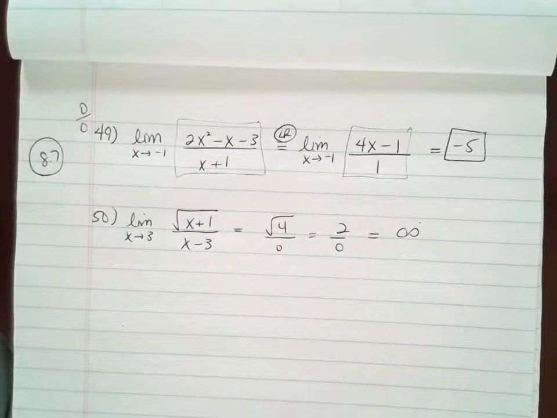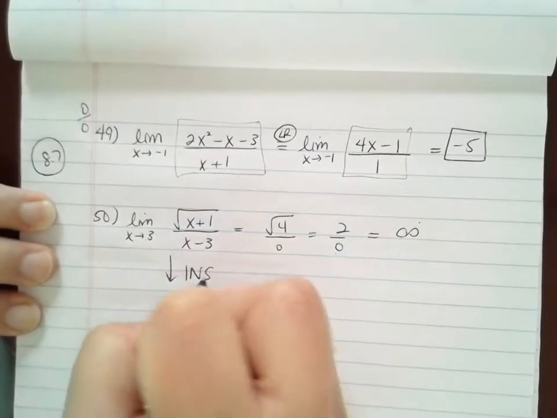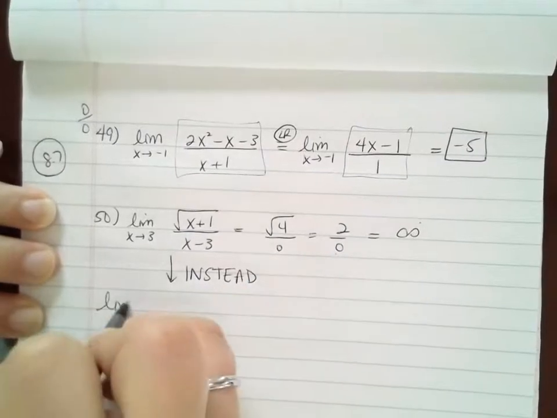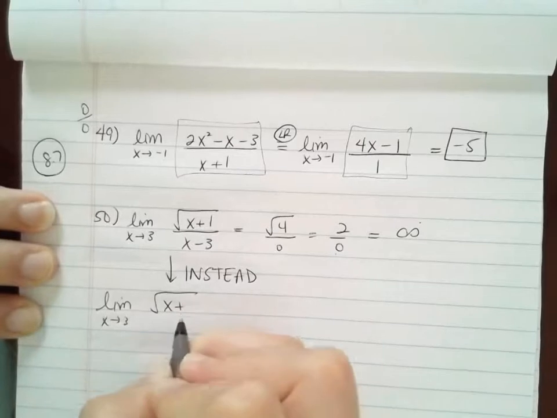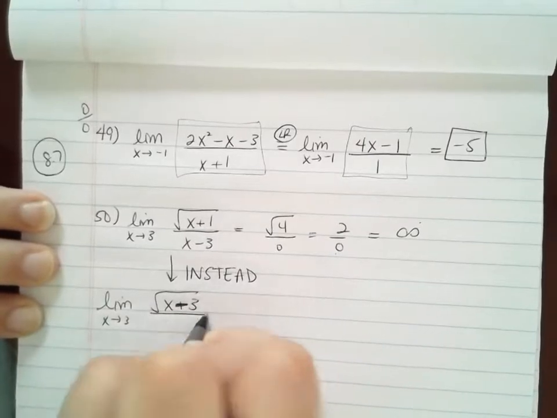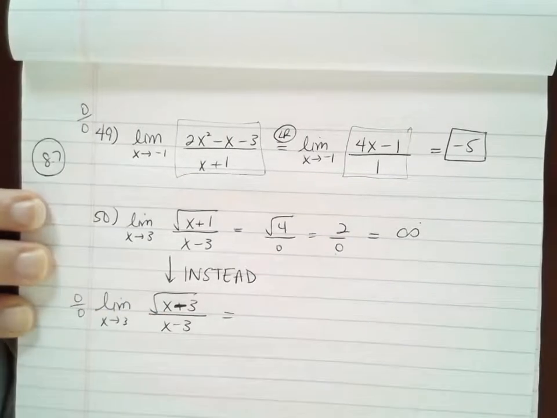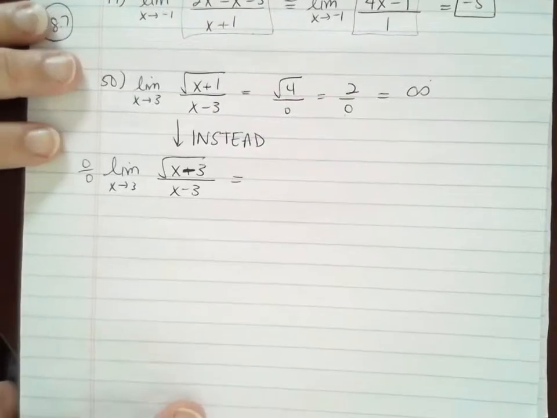but show you what I really wanted to do. Instead, try the limit as x approaches 3, the square root of x minus 3 over x minus 3. This is another 0 over 0 type. Again, it's poor planning on my part.